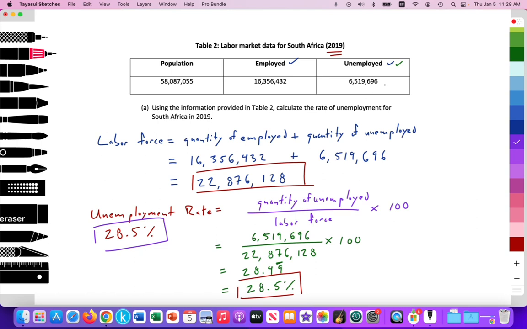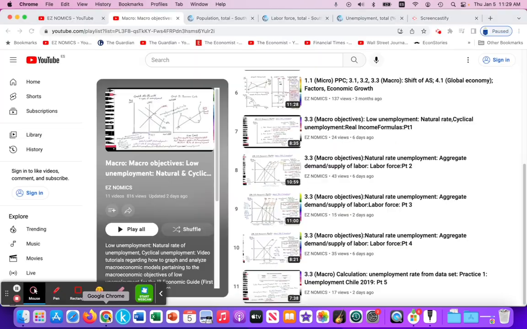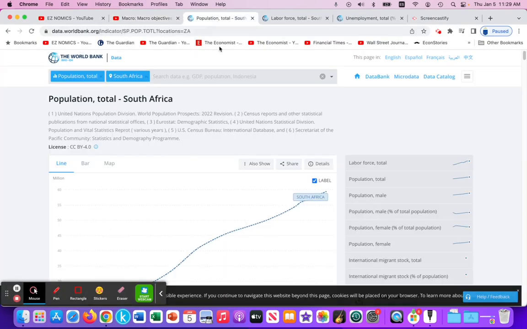Keep in mind that there's a common mistake that students often may do on this type of question, is that they'll take the quantity of unemployed and divide it by the total population instead of the labor force. So that's a common mistake. You got to take the quantity of unemployed divided by the labor force. So if you have the employed and the unemployed, you just add these two values and then you'll have the labor force value.